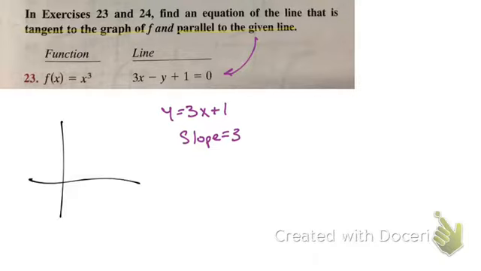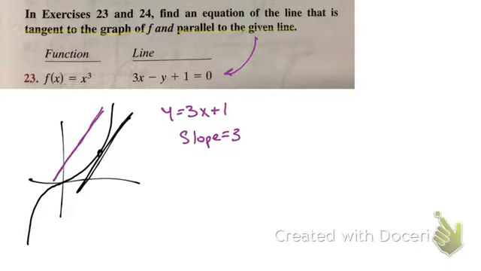I know what x cubed looks like. It looks like this. And I want a line that's tangent to it and is parallel to this other given line. So 3x plus 1 might look something like this. I want them to be parallel, so I want them to have the same slope. So I want to find a tangent line to f of x that has a slope of 3.